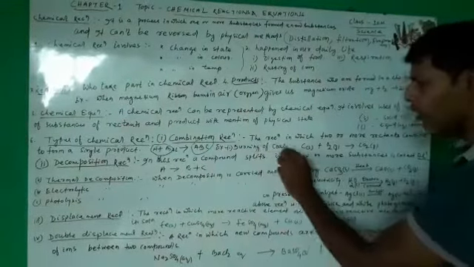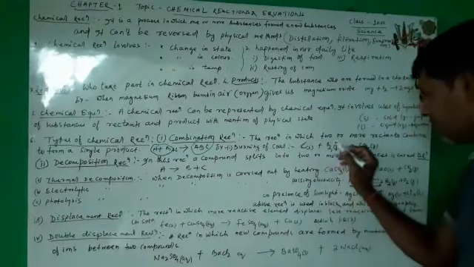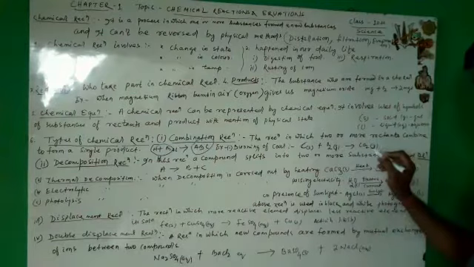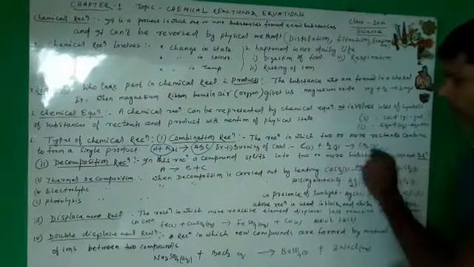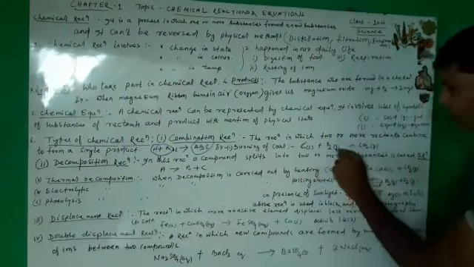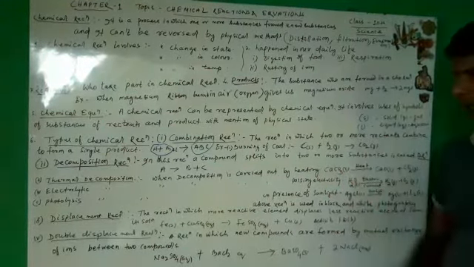Example: burning of coal. Carbon plus oxygen gives us carbon dioxide. And mention the state also. Carbon is a solid, oxygen is a gas, and it gives us carbon dioxide, also a gas.